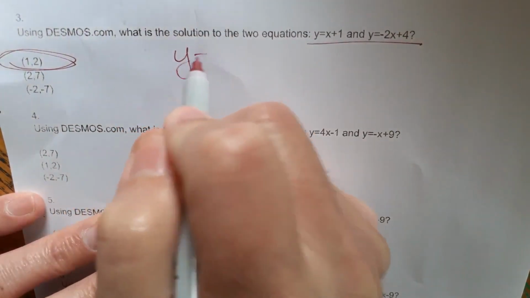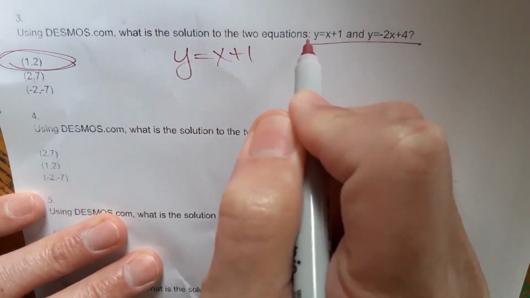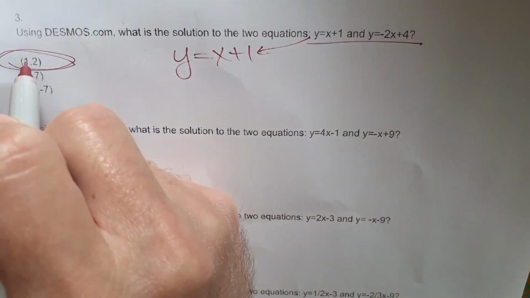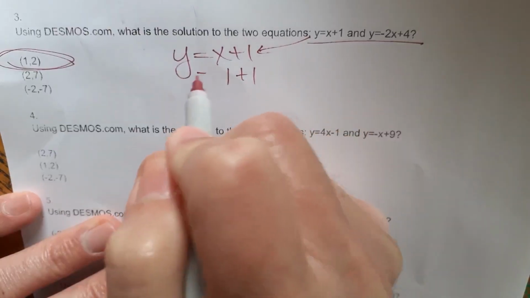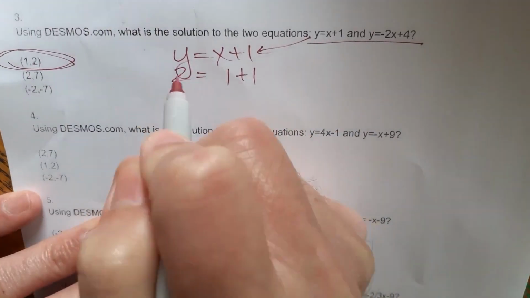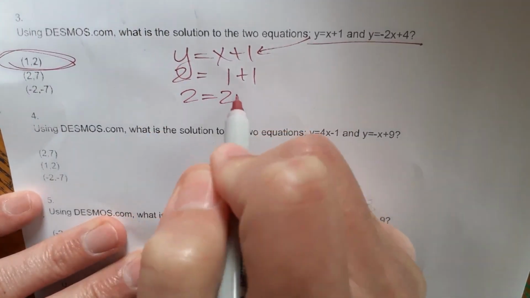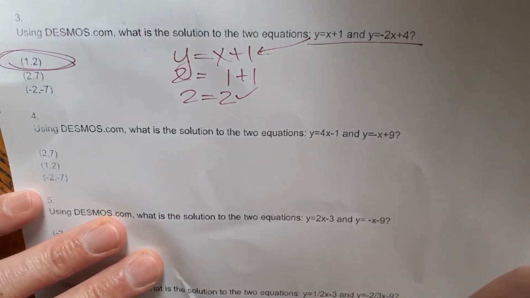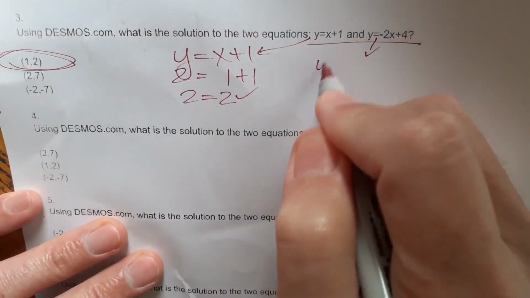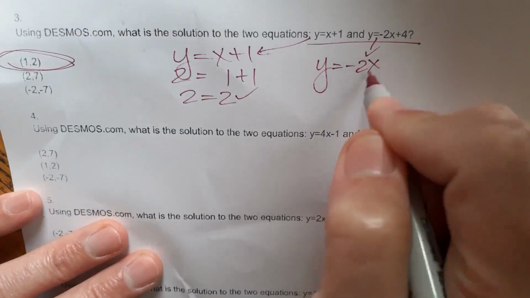So let's start with the first one, y equals x plus 1. That's right here, right? We have that x is 1, so we have a 1 here, and we have that y is 2. So does 2 equal 2? Check. So algebraically that's proven, right? Let's do it with this one too. Y equals negative 2x plus 4.